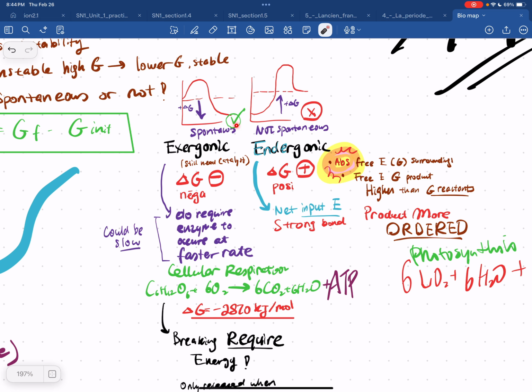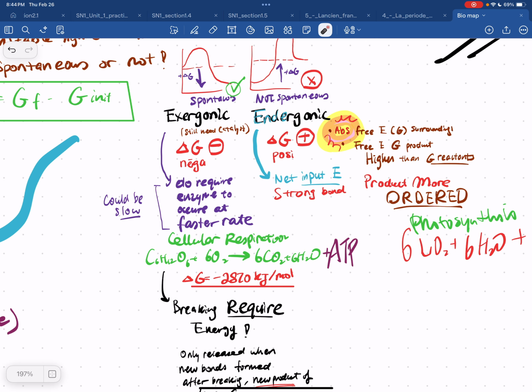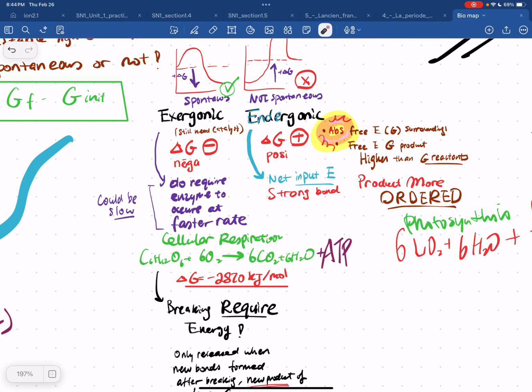Spontaneous is when it's exergonic, so it goes to a lower level, more favorable. When it climbs a level, it's non-spontaneous, which is endergonic, and therefore it's a positive delta G. Negative delta G is when it's spontaneous, and it still needs catalysis. This one definitely needs catalysis, but this one, which is exergonic, also needs catalysis. They do require enzymes to make it happen at a faster rate. Although it's spontaneous, spontaneous means it will happen naturally by itself, but it doesn't mean it's fast.